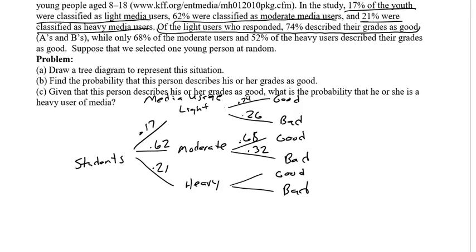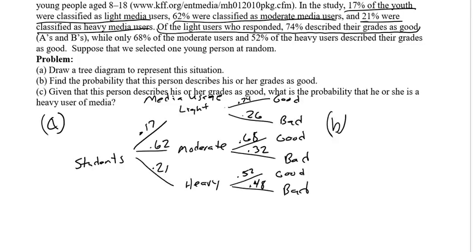Now, that's part A, that is our tree diagram. In part B, we want to find the probability that the person describes his or her grades as good. Well, if we knew the probability for each one, light, moderate, and heavy, because those are mutually exclusive, we could just add those three together and we'd be done. Unfortunately, we don't know.